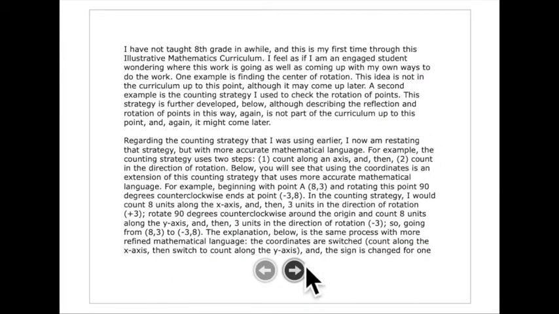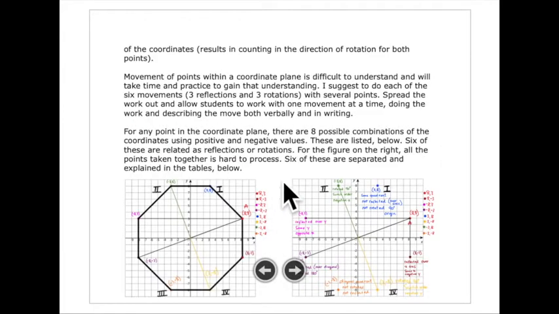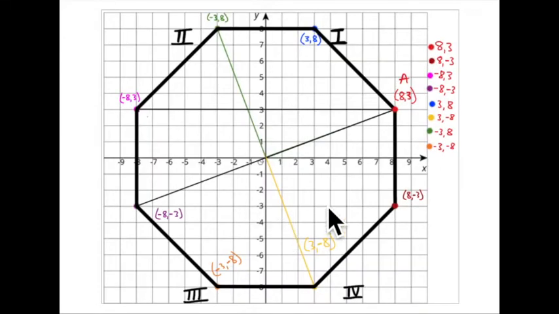And so on the next page of this, I'm trying to get at that point that if you take an ordered pair, in this example I'm going to take point 8,3 and I'm going to label that point A. You can list 7 other related points to point 8,3, basically 7 other combinations of 8 and 3 using positive and negative values. And you can list them around the coordinate plane and you come up with those 8 points.